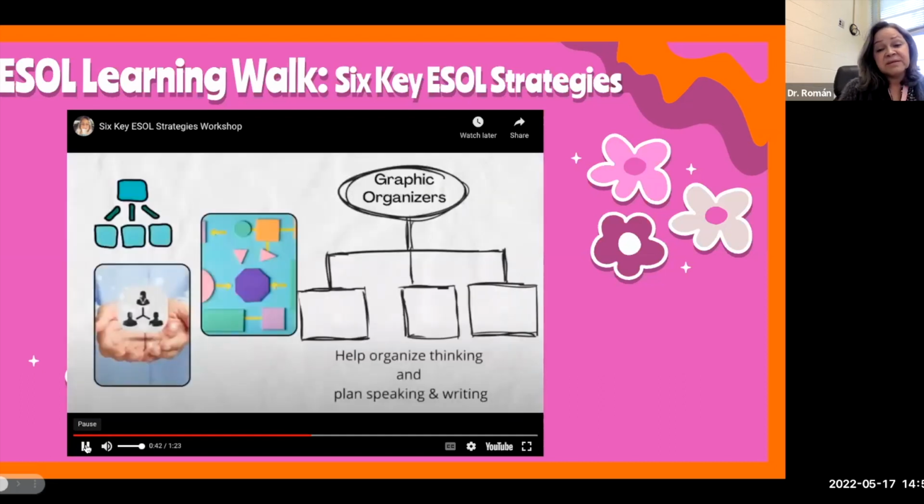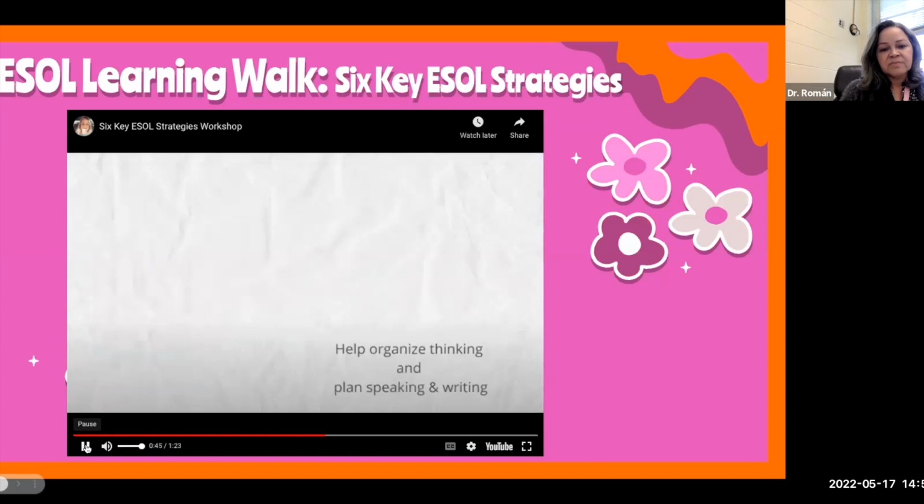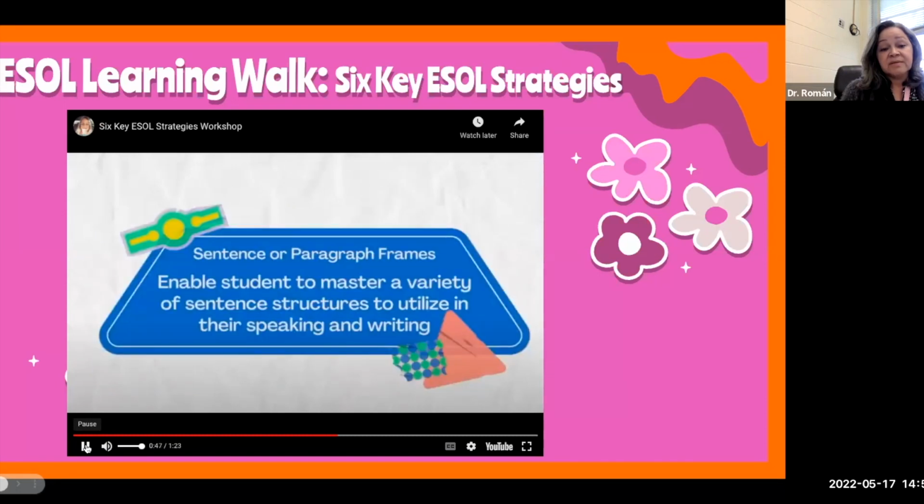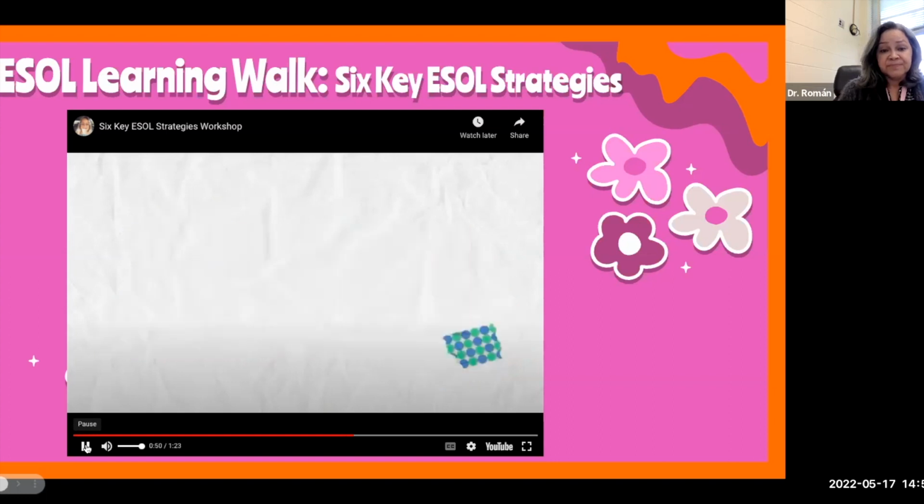Graphic organizers, because that's something that helps us all organize our thoughts. And when we're introducing new concepts, new vocabulary, these are very helpful. The sentence or paragraph frames or starters enable students to master different structures of the language, and they can be used either to write or to speak. So those are very helpful for students who are learning a second language.